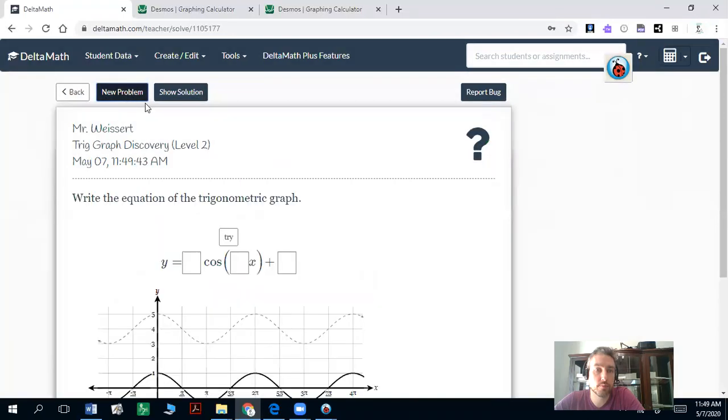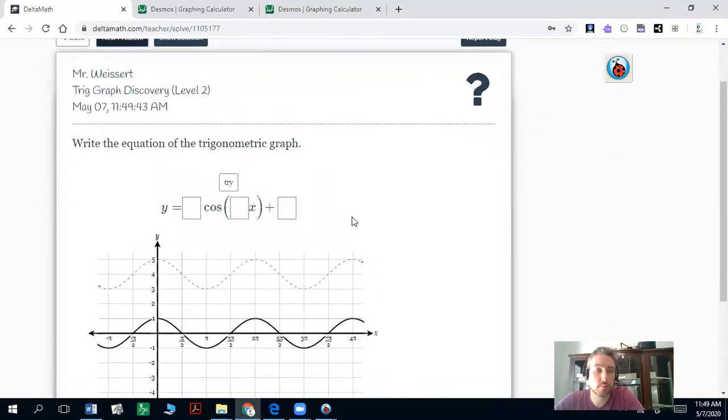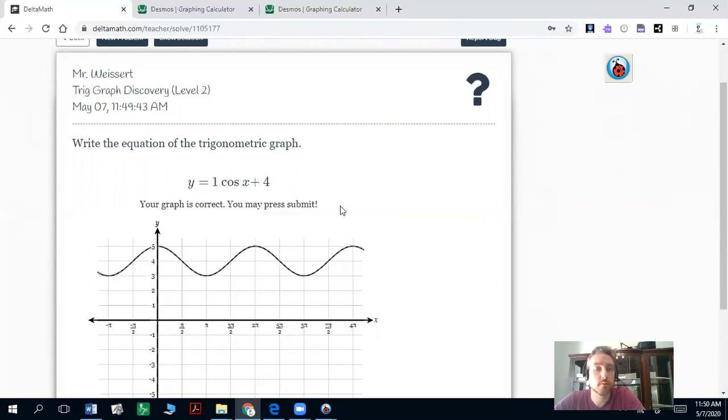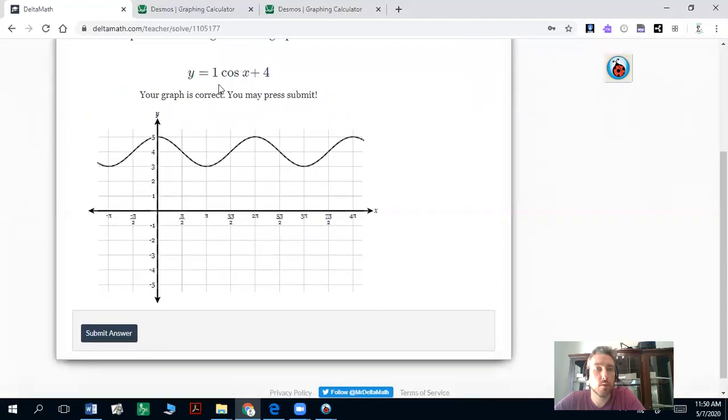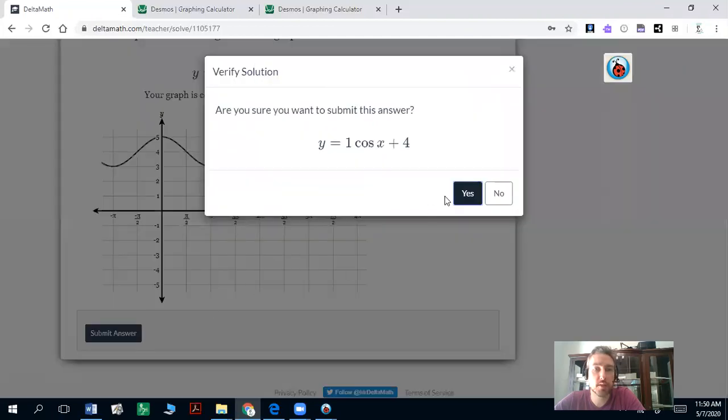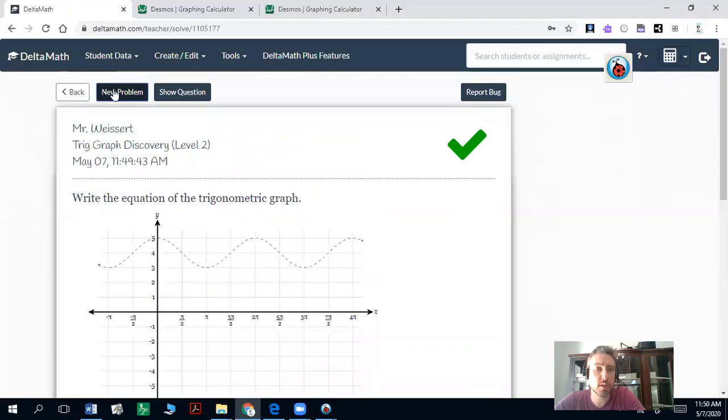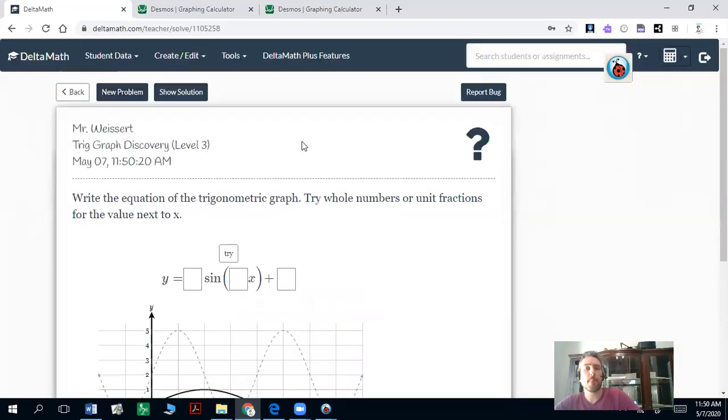Let's do another problem. Now in this graph, it looks like it's just shifted upwards. It doesn't look like it's reflected. So let's look at the midline. That midline would be 4, and it's got an amplitude of 1, so we'll put a 1 there. There you go, 1 times cosine of x. Now you don't need the 1 there, but that's how you do that. So that's the level 2 stuff. All right, let's hit up level 3.